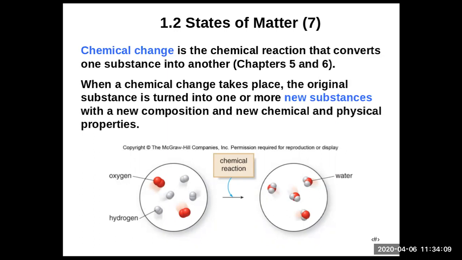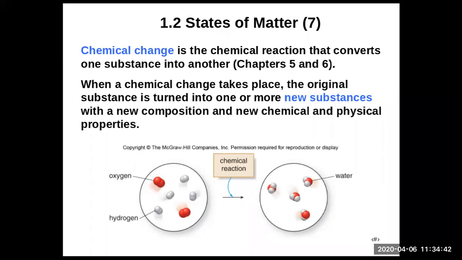So when a chemical change takes place, the original substance is turned into one or more new substances with a new composition and new physical and chemical properties. In the example shown here, on the left side we have oxygen. It's the diatomic molecule made of 2 atoms of oxygen, red. And the hydrogen molecule is also a diatomic molecule made of 2 white hydrogen atoms together.